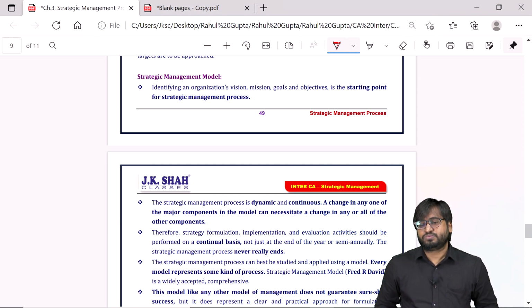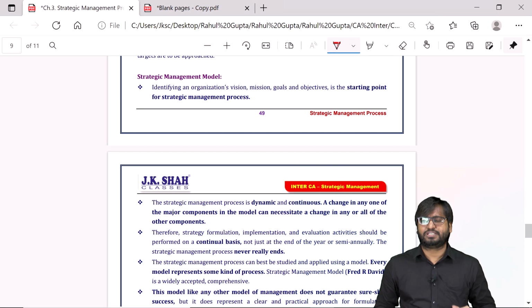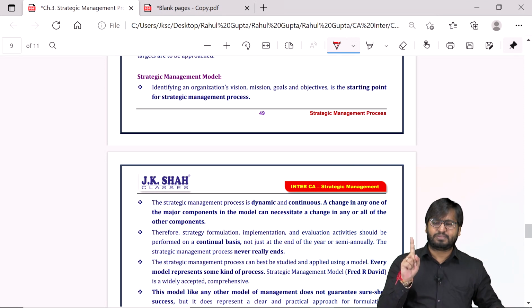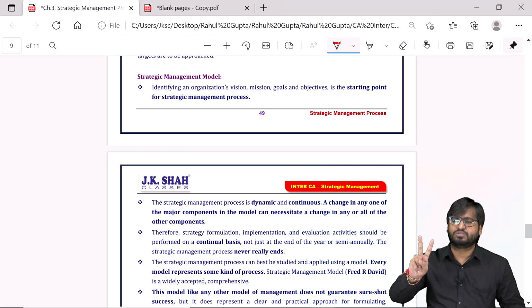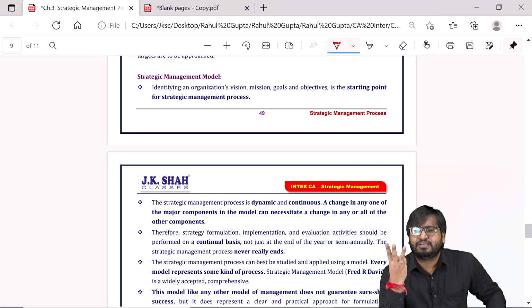The institute may ask you, what are the different stages of the strategic management model? So we have 5 stages. Number 1, developing vision, mission, goals and objectives. Number 2, analysis, internal as well as external. Number 3, generate, analyze, select strategies. Number 4, implementation of strategy. Number 5, evaluation and control of strategy.